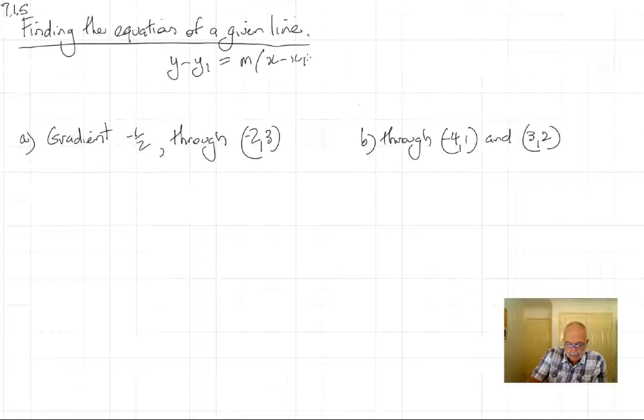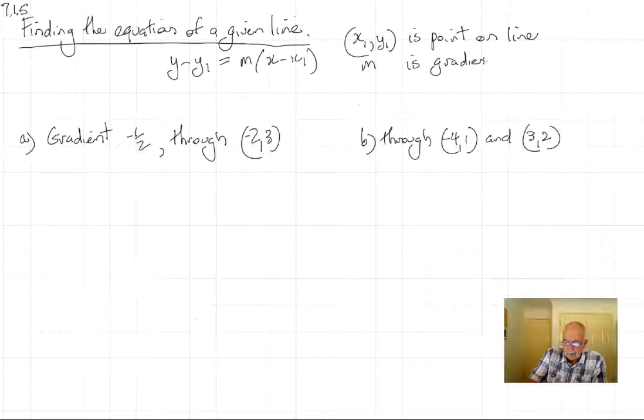x minus x1, where x1, y1 is a point on the line, and m is the gradient of the line. So given that we've got one point and we've got the gradient, there's only one line that can be drawn like that that goes through that point with that gradient.